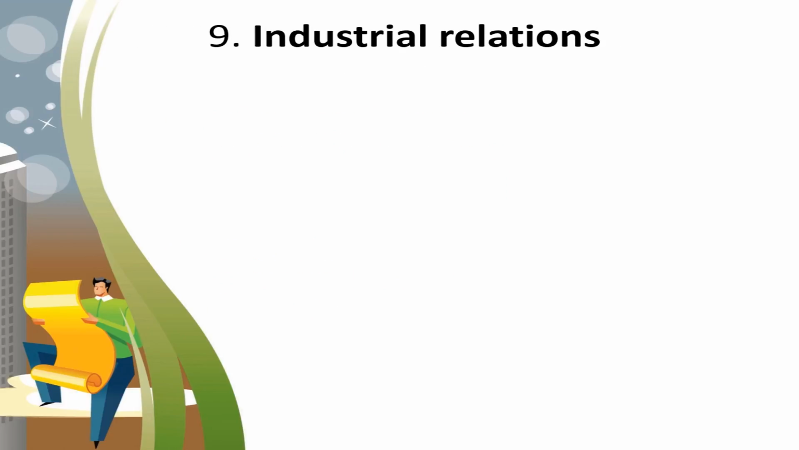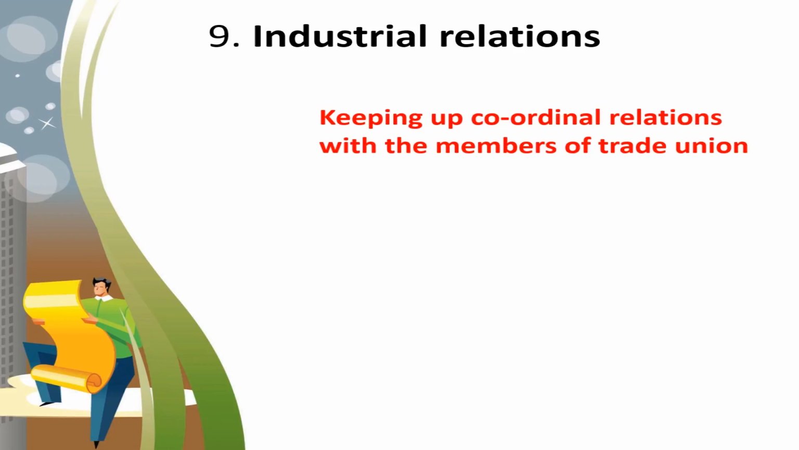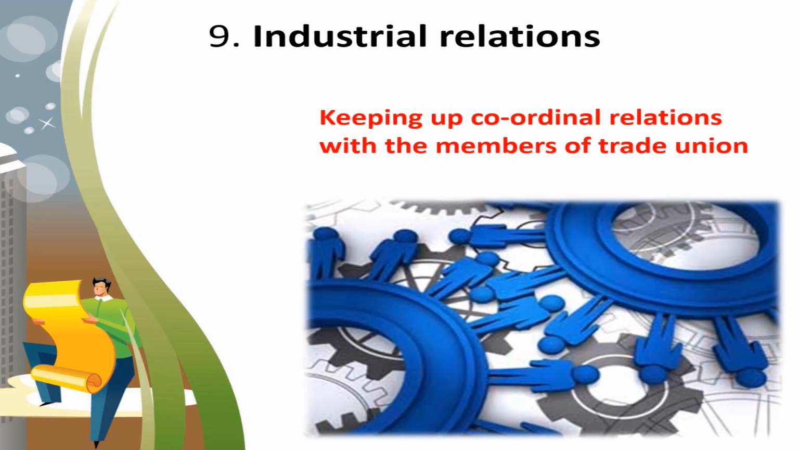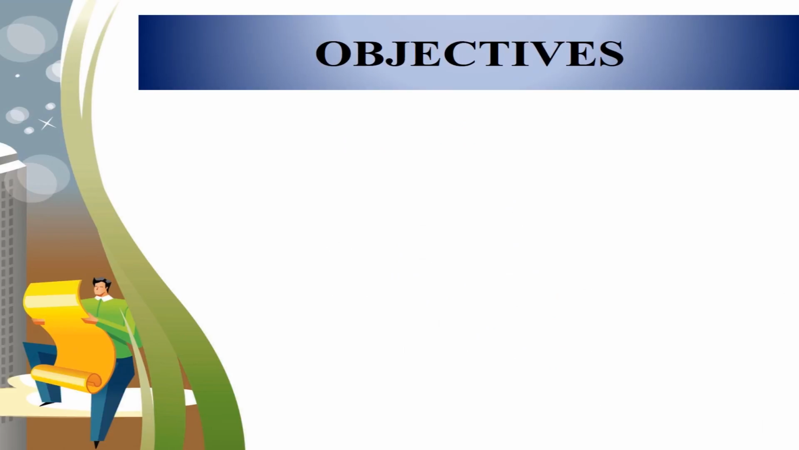Industrial relations. Another imperative area of HRM is keeping up cordial relations with the members of trade union. This will help the organization to forestall strikes, lockouts and guarantee smooth working in the organization. Let us sum up this topic with a glimpse over some objectives of HRM.